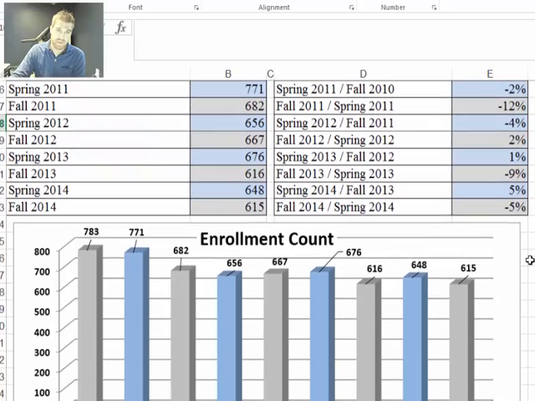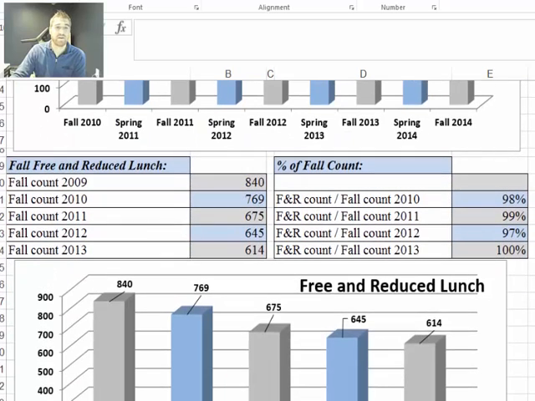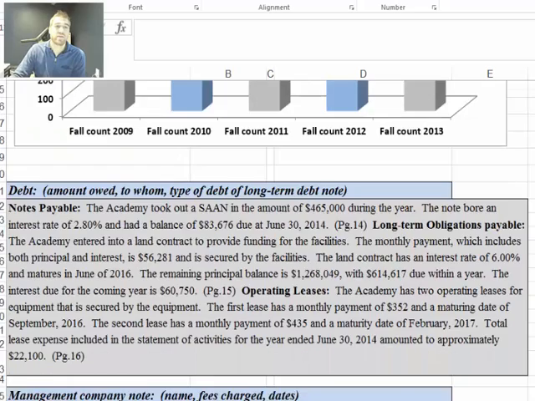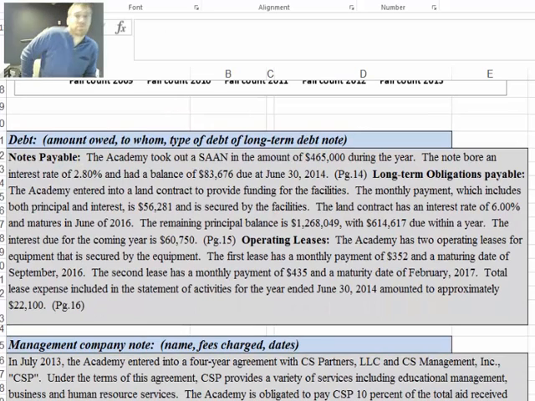And then for those who aren't numbers people and like graphical display, we have a nice graph down here. And then this is the free and reduced lunch counts, again from CEPI. And these are the amounts. The graph shows them down here, and then this is the percentage of the corresponding fall count, so percent free and reduced lunch.